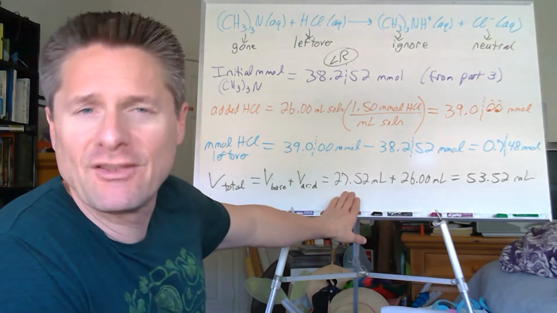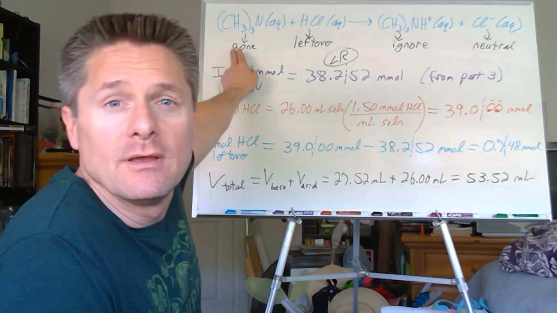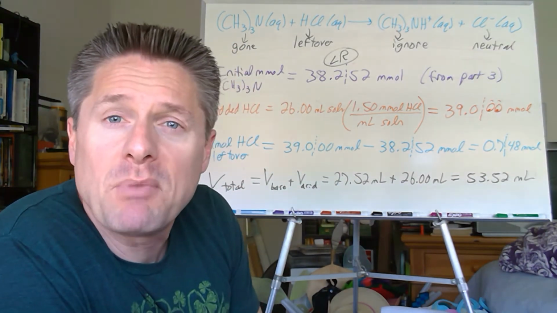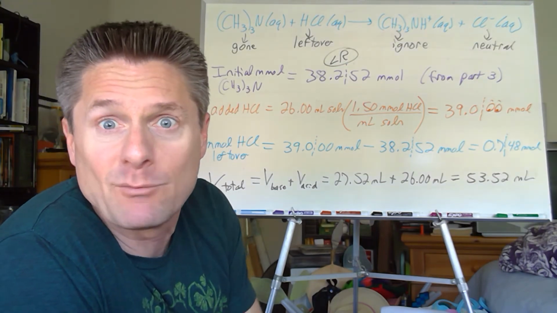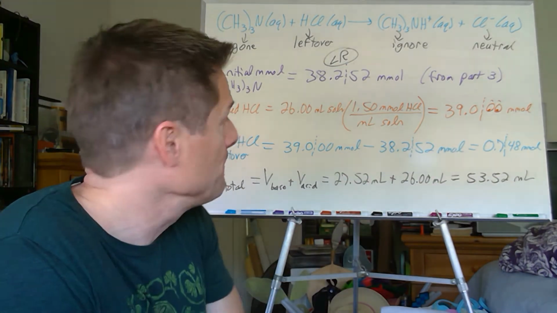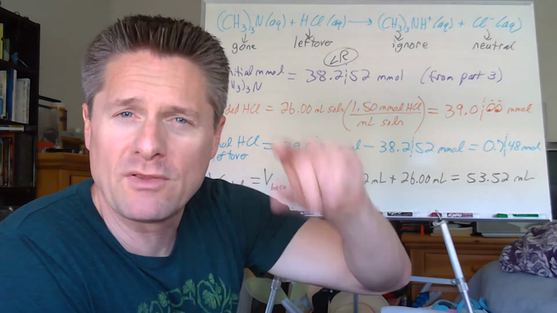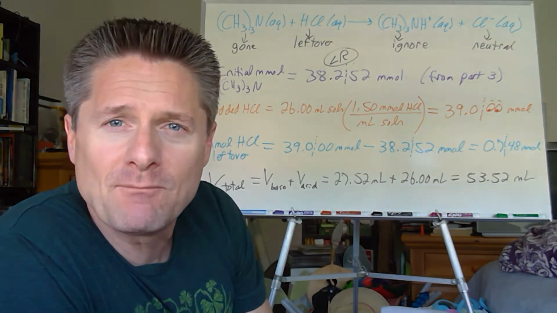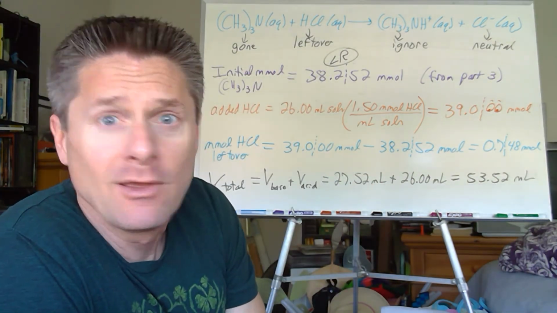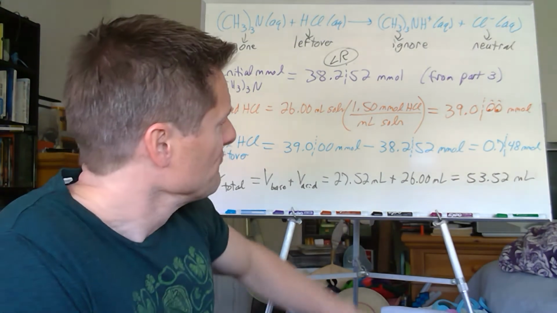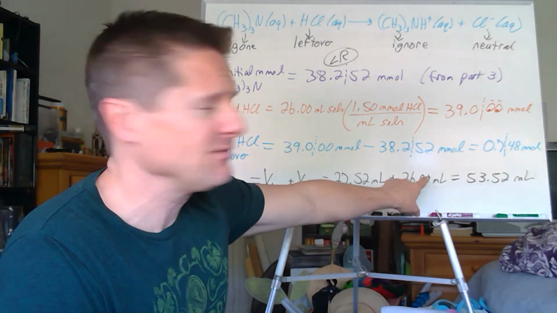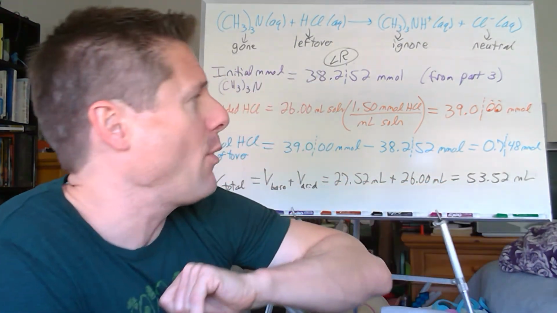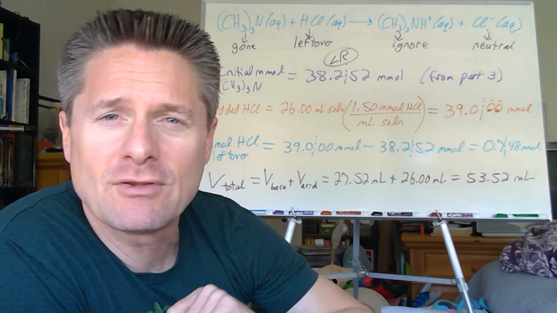Originally we had 27.52 milliliters of our trimethylamine weak base. That never changes. We poured that in before we did anything in the lab. We added 26.00 milliliters from the burette. Not that you would do that in reality, because you don't go past the endpoint on purpose. Add those two together, both good to 2 decimal places. I get 53.52 milliliters of solution total.